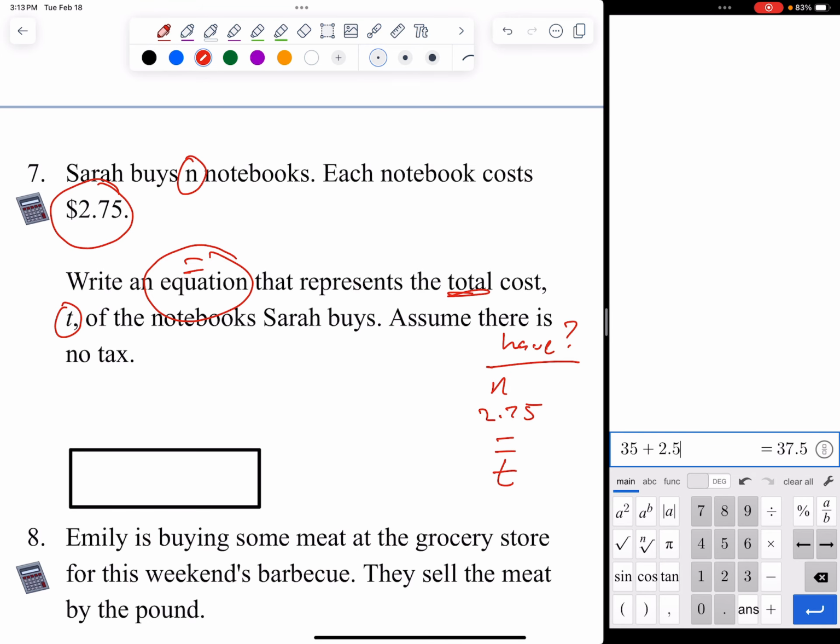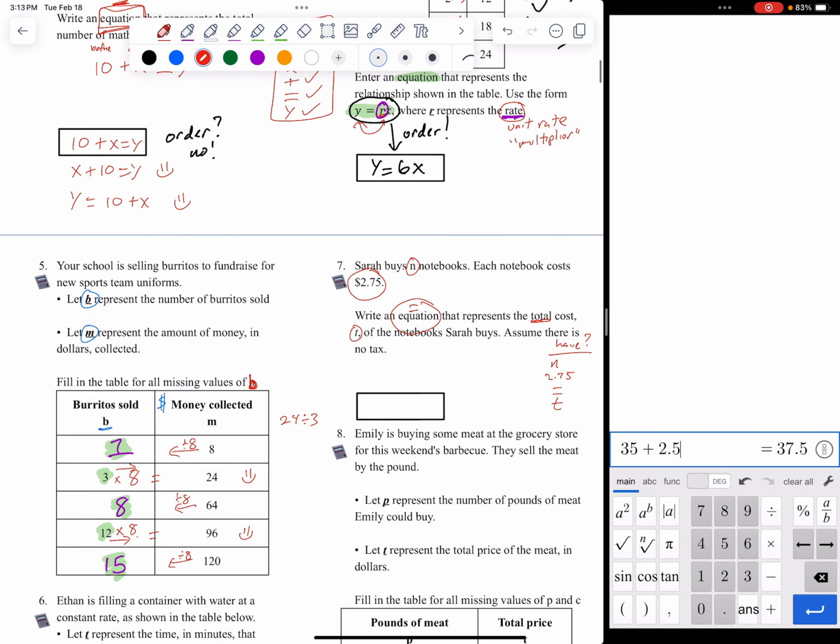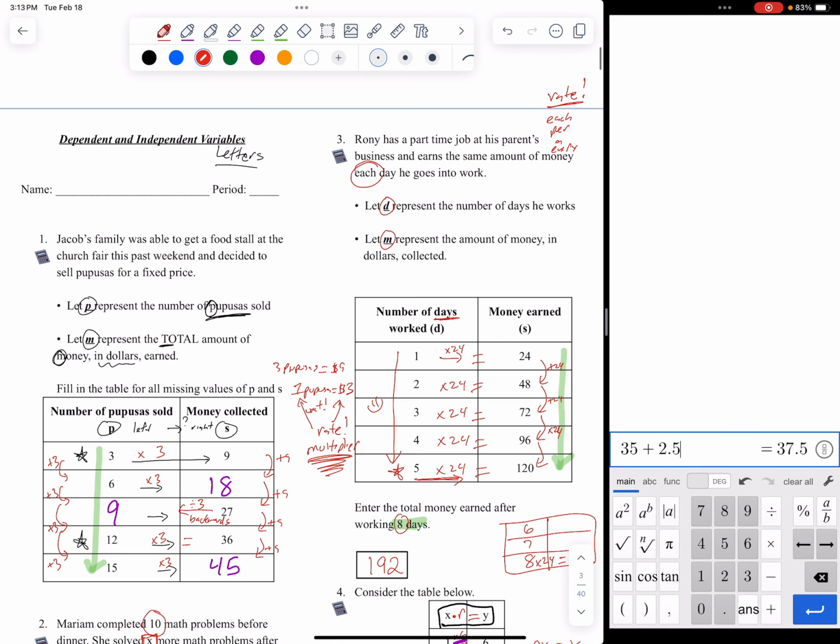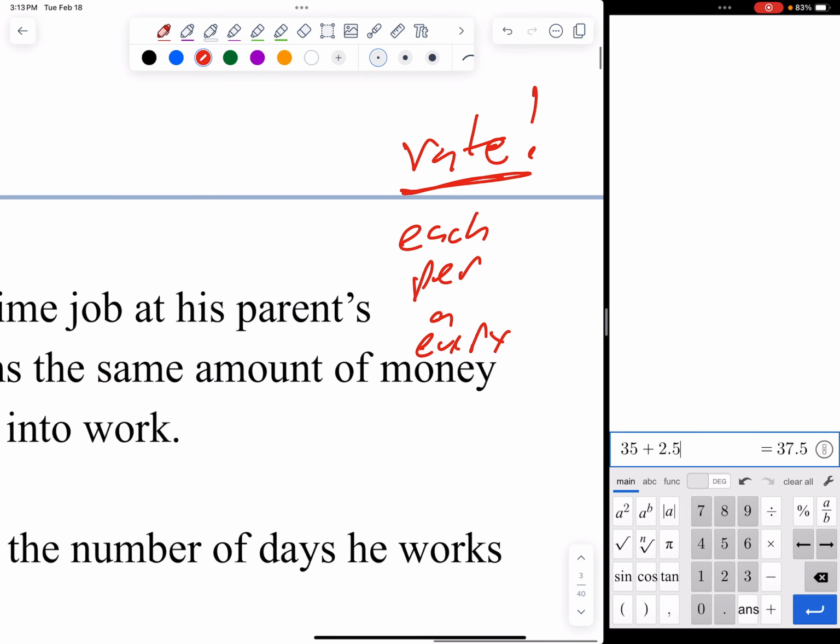Did I have to add everything? No. What did I say at the beginning of this lesson? Okay, a lot of words right here. It is your rate. Rate, we said, is your multiplier.